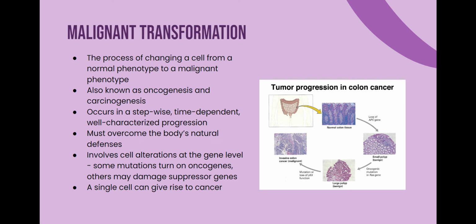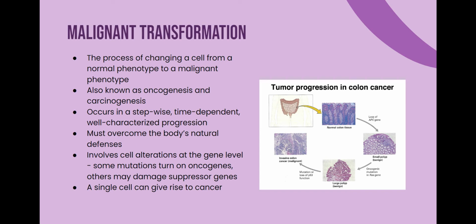So this is a process of changing a cell that has a normal phenotype. It looks like a normal cell, it acts like a normal cell, and then it becomes malignant. It does something harmful to the body, and that is what its phenotype is. It's also known as oncogenesis and carcinogenesis. So if you see that in your reading, know that that means essentially the same thing. It occurs in a very predictable pattern through multiple steps.